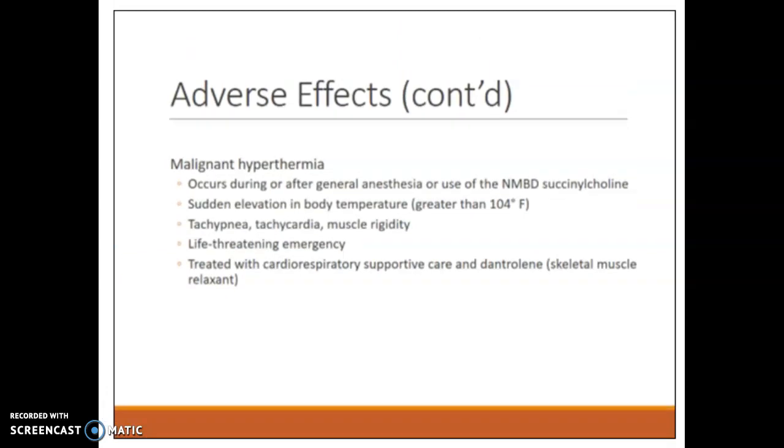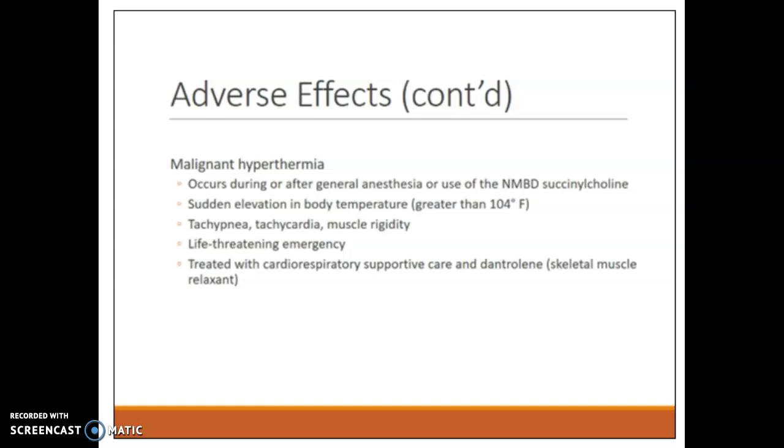Dantrolene is a skeletal muscle relaxant, and it's actually required to be readily available when general anesthesia or succinylcholine is going to be given. Dantrolene is commonly used in spinal cord injury, stroke, cerebral palsy, or MS, but in this particular situation, it is used with supportive measures. It's never used instead of supportive measures, and it's used because it dissociates the excitation-contraction coupling. That's the heat-generating mechanism in the muscle. It does that by interfering with the release of calcium from the sarcoplasmic reticulum.